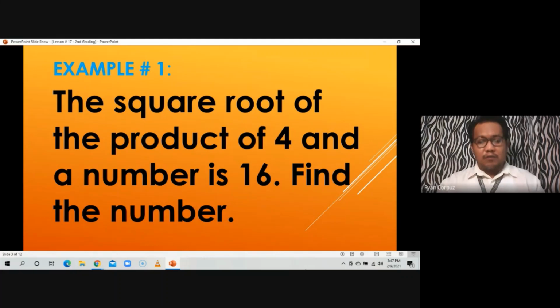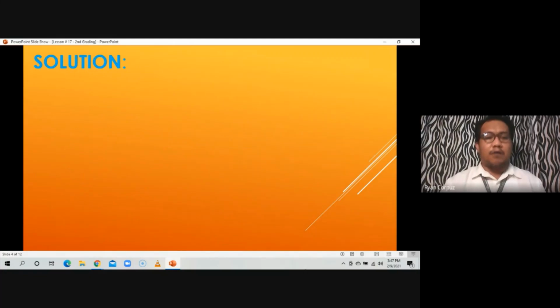So since that's what we are looking for, i-represent natin that one that we are looking for by means of a variable so that we can make use of that in forming the equation, that we can make use for us to solve the given problem. So how are we going to do that? So here's the solution to it.